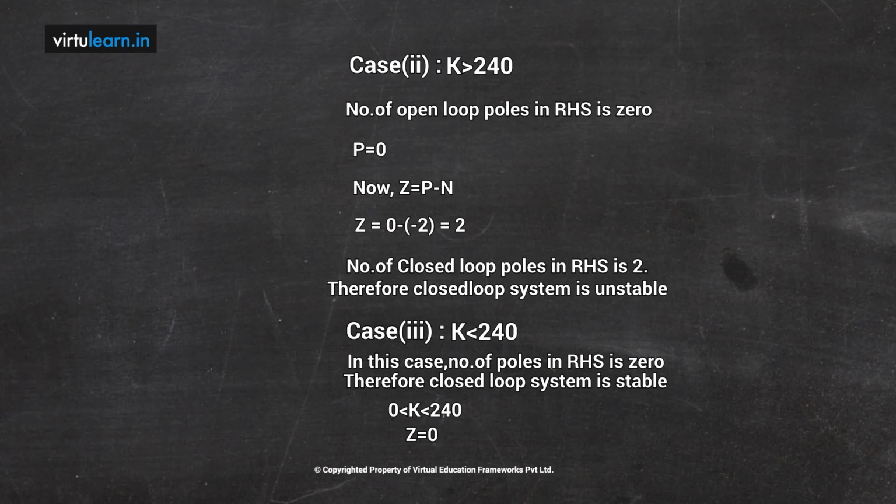From this analysis, we can say that the closed loop system is going to be stable if k ranges between 0 and 240. When k is 240, the system is marginally stable, and when k is from 240 to infinity, the closed loop system is unstable.